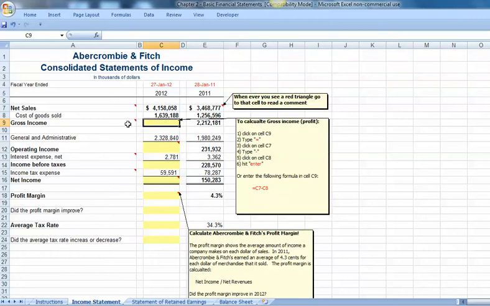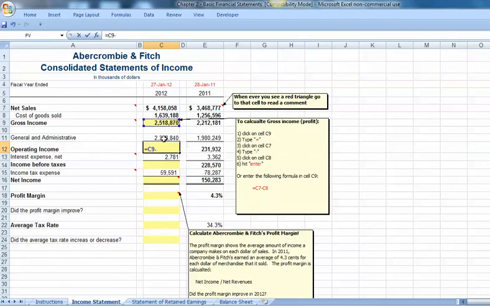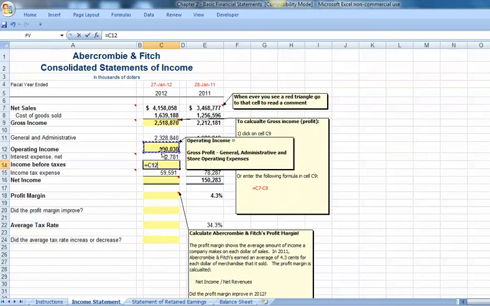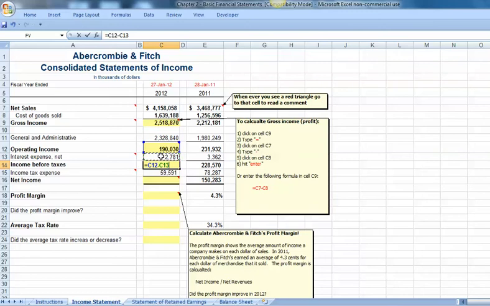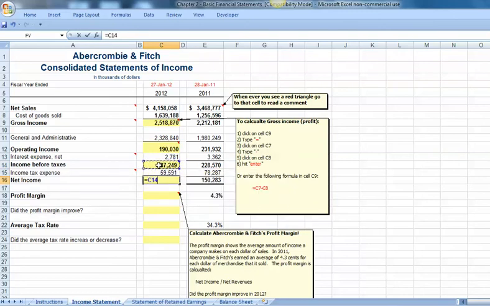Let's begin by calculating our gross profit or gross margin. Our gross profit is simply our net sales minus our cost of goods sold. Our operating income then is simply our gross profit minus our selling and administrative expenses. Our income before taxes will be our operating income minus our interest expense. Then finally, our net income will be our income before taxes or taxable income minus our income tax expense.